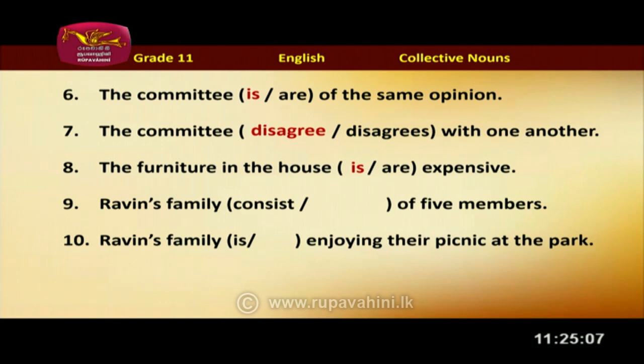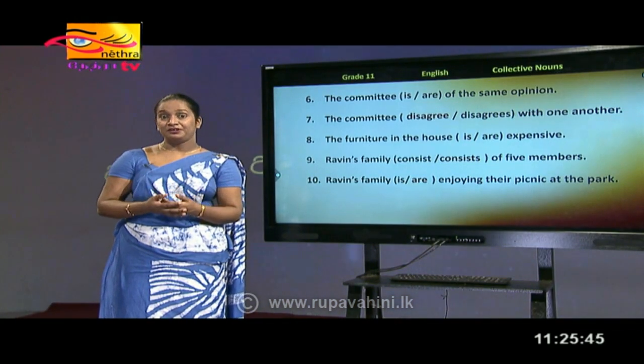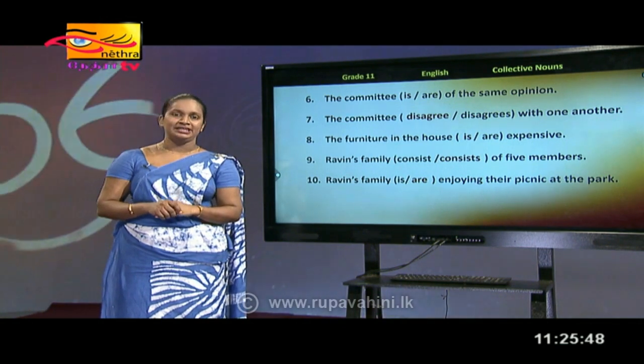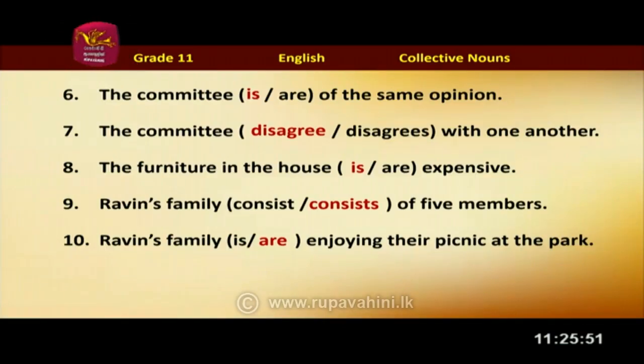The next one, Robin's family consists of 5 members. Family has 5 members. That is why we call it a family. So then, Ravin's family consists of 5 members. The last one. Yes. Ravin's family are enjoying their picnic at the park. The clue is there. So they are individually enjoying doing different activities. So we have to use the plural verb. So Ravin's family are enjoying their picnic at the park.